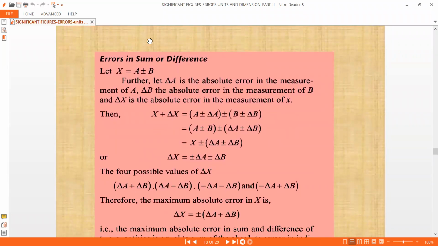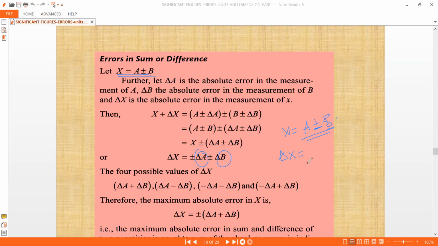Now the next part, these results are sufficient from here onwards. Let x be equal to a plus or minus b. Errors in sum and difference, how do they appear? If you sum two quantities, x is actually the sum of the numbers a plus b. And how does the error turn up? Delta x can be plus or minus delta a plus or minus delta b. Like this, you will end up. That is the answer. But what is the maximum possible error is what we have to understand.